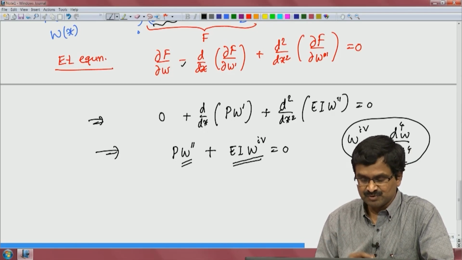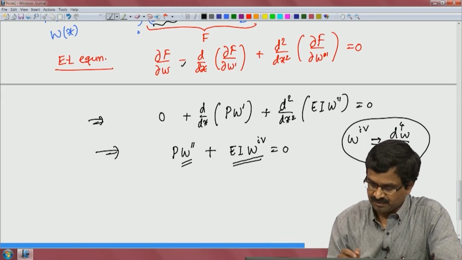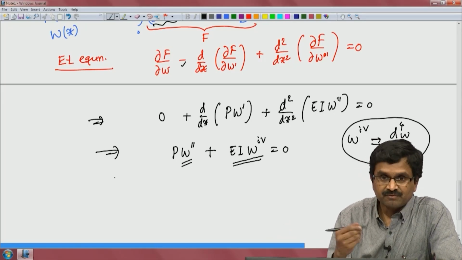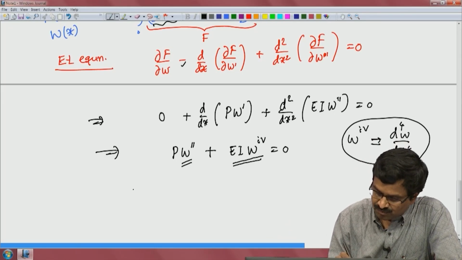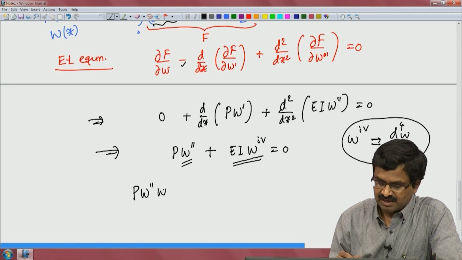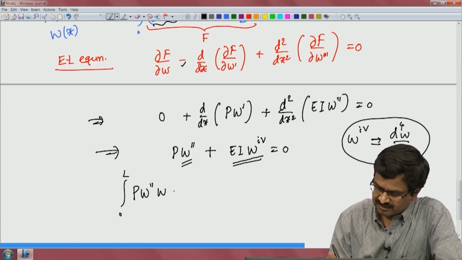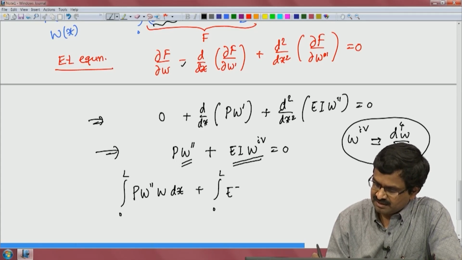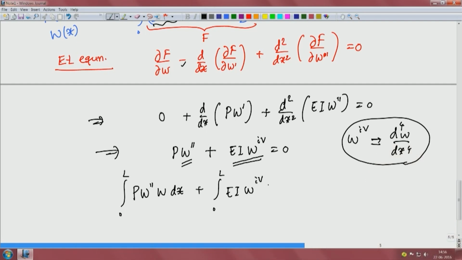This is an eigenvalue problem, so you can write the Rayleigh quotient for it. What do we do from our previous lecture? We multiply W double prime with W and integrate from 0 to L dx. Similarly, we do for the other one, E I W fourth derivative times W dx, that will be equal to 0. All we have done is multiplied by W and integrated. If it is 0 here, it will be 0 there.